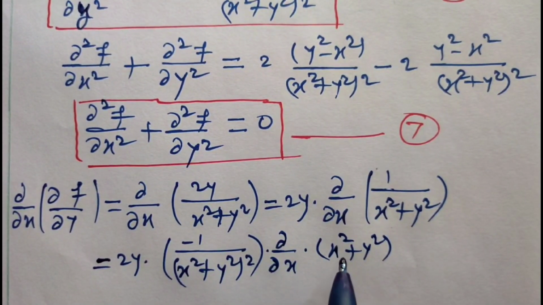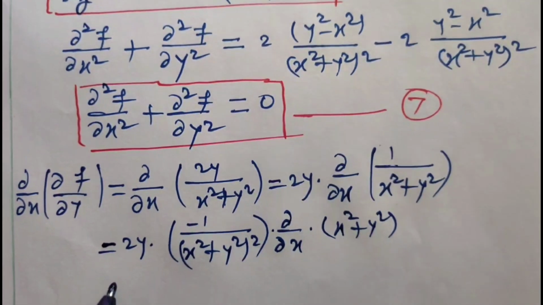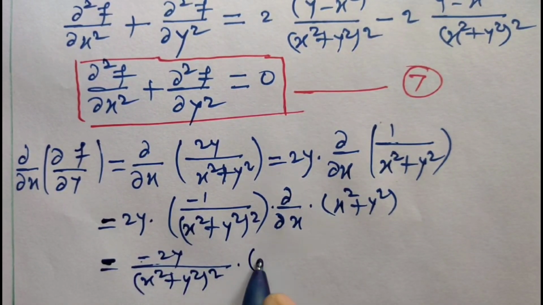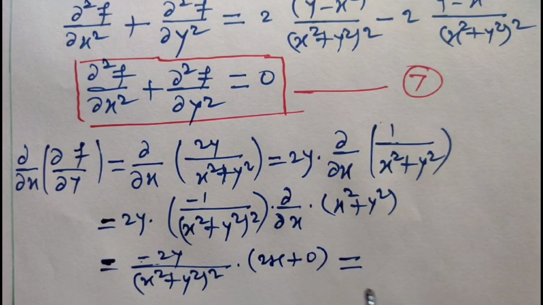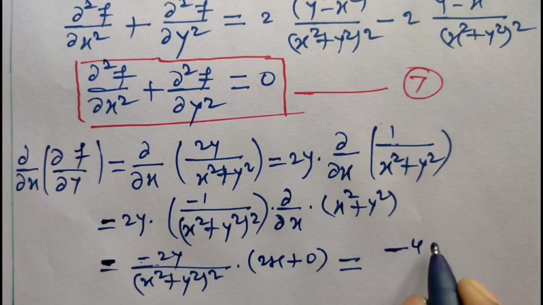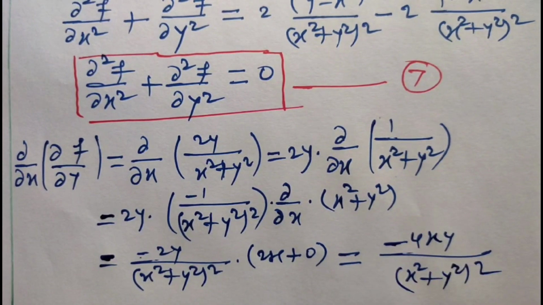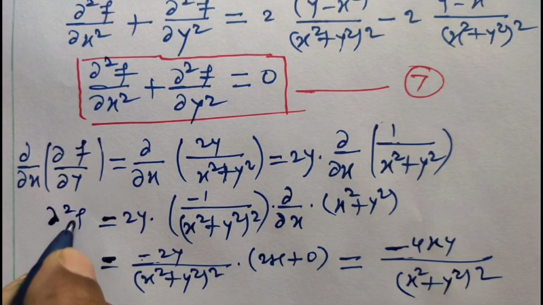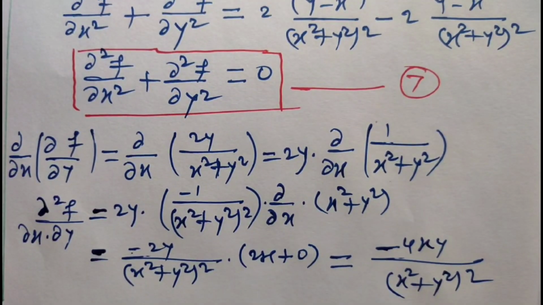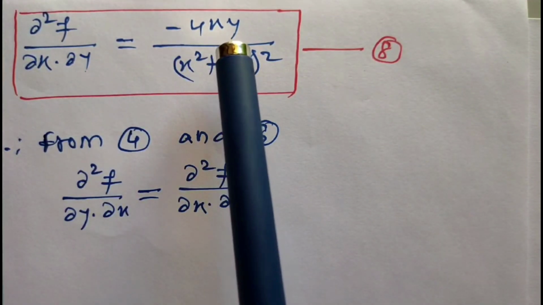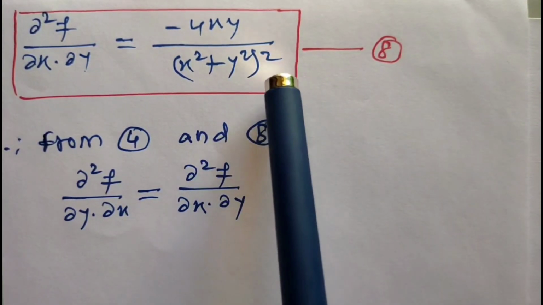So the derivative of x² becomes 2x, and the derivative of y² becomes 0. So this is equal to −2y divided by (x² + y²) squared, into 2x + 0. This is equal to −4xy divided by (x² + y²) squared. This is ∂²f/∂x∂y. Hence ∂²f/∂x∂y is equal to −4xy divided by (x² + y²) squared. This is result number 8.